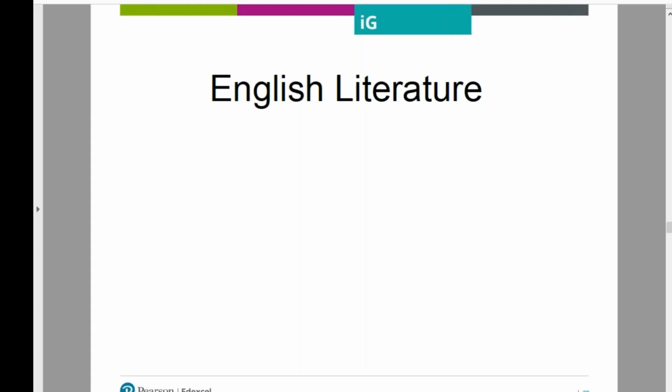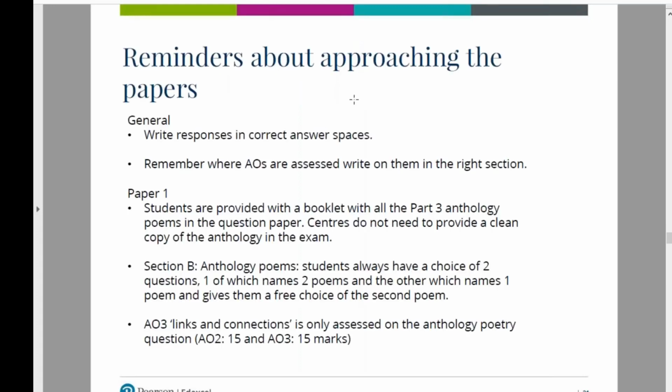Okay, so it's 10 to 5, we've got about 40 minutes left, and I'm going to start talking about English literature. I'm going to take the same general approach, reminders about approaching the papers. I'm going to give you some help, as I said, on language, form and structure, and also on context. I've got a couple of exemplars for you showing how context could be integrated into the literary heritage response.